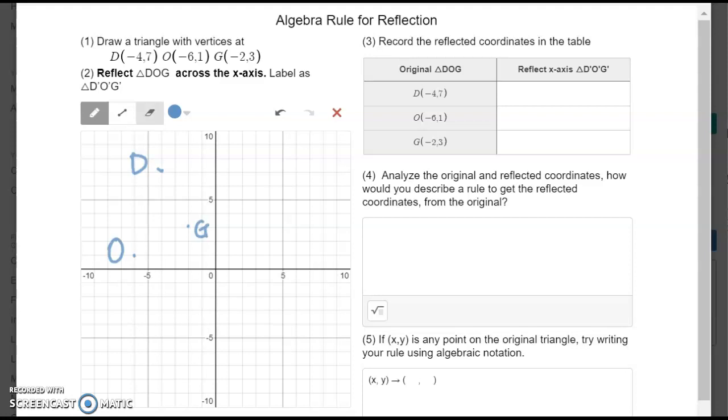Okay, and then from here I am going to draw my lines. Like so. Okay, so that's my DOG triangle. Now we're going to try to reflect this triangle DOG across the x-axis. Now where is the x-axis? This is the x-axis.